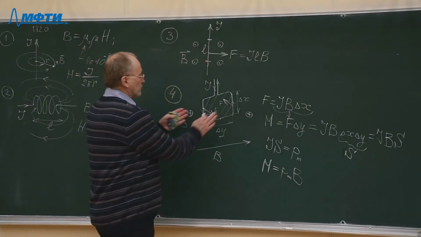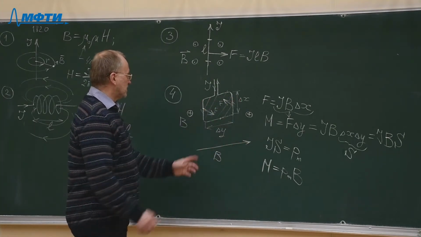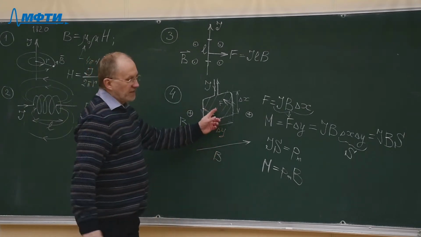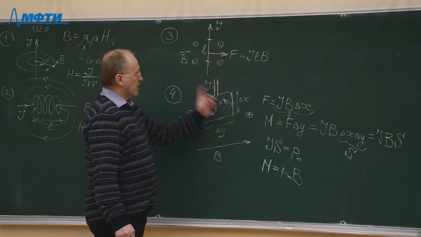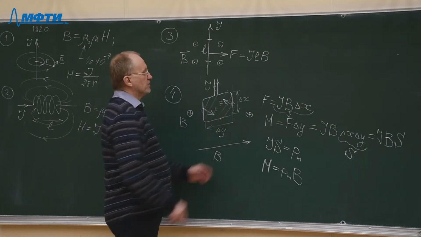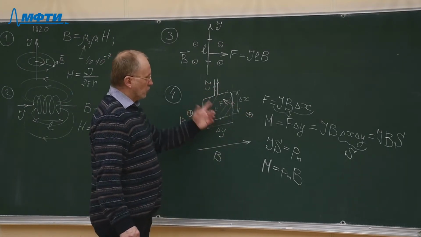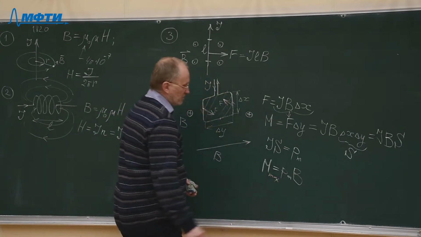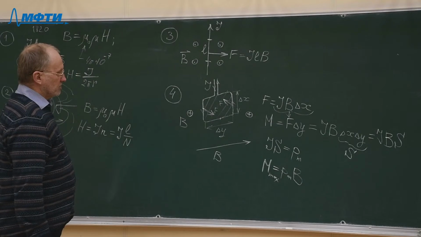Actually, the torque will depend on the angle between the magnetic field and the plane of the current loop. And I started from demonstrating that if the magnetic field is perpendicular to the loop, then no torque is acting on this current loop. It means that the torque is 0. If the magnetic field lies in the plane of the loop, then the torque is maximum. So this is actually the maximum magnitude of the torque acting on the current loop.